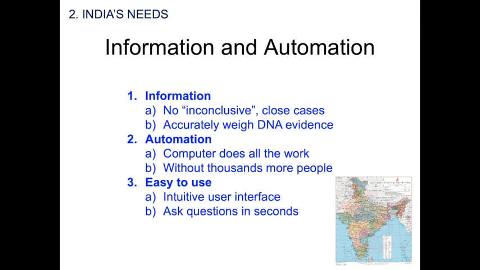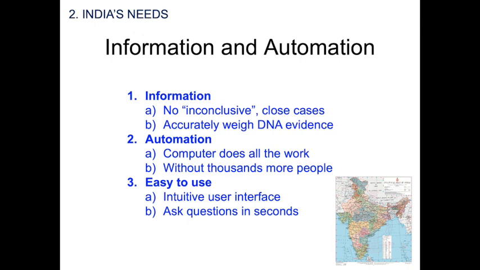For information, there should not be inconclusive results from DNA mixtures. Whether there's 2 contributors, 5 contributors, or 8 contributors, there should always be information if the data has information, which it almost always does. That will let the labs close their cases. And to do it, it needs to accurately weigh DNA evidence to determine how strongly a suspect is present or not present in the evidence.